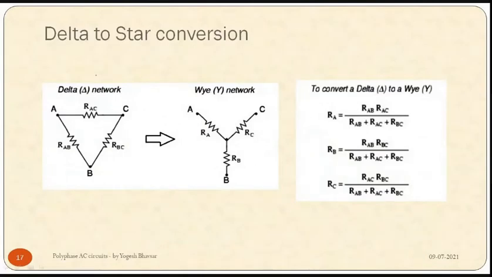So what is there? The given network is delta, and we have to convert it into the star, right? So the given network is delta. So A, B, C. In between A and B, there is RAB, B and C, RBC, C and A, RAC. Now look at that. We need to convert this delta into star.